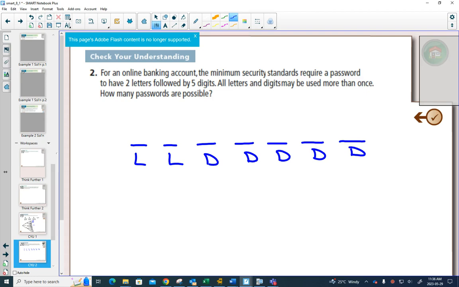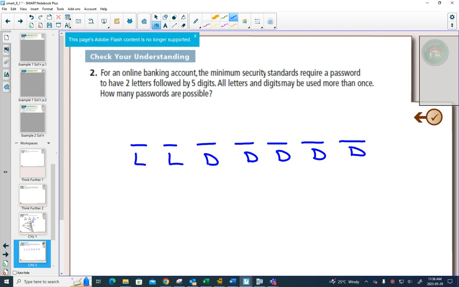Now, this question isn't completely clear. You need 2 letters. Does that include lowercase and uppercase, or just a letter? And then which language are we using? Are we using the English language? Well, probably, because the question's in English. How many letters are there in the English language, in the alphabet? 26, right? Different languages have different amounts of letters.